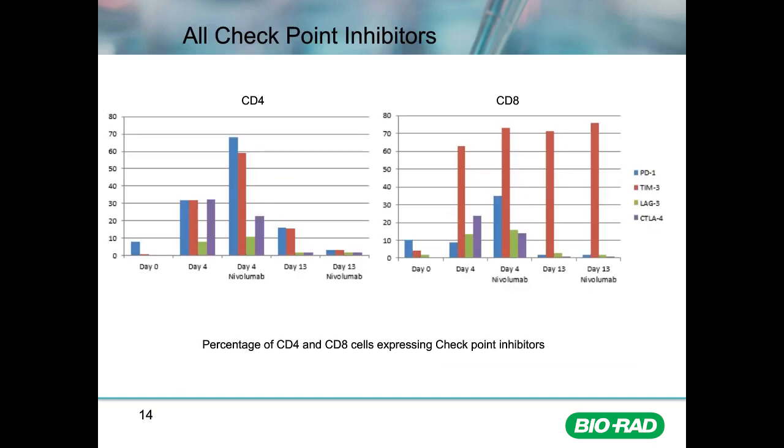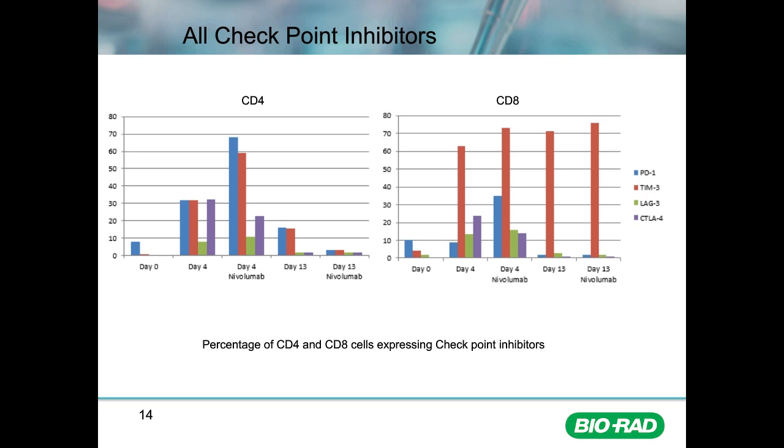Over time, both TIM3 and PD-1 exhibited the most dramatic changes in expression on both CD4 and CD8 T cells. Within the CD4 T cell compartment, expression of PD-1 and TIM3 were increased in the presence of nivolumab by day 4. TIM3 expression remained elevated on CD8 T cells for both day 4 and day 13. CTLA4 and LAG3 had modest increases in expression by day 4, but expression levels did not appear to be affected by PD-1 inhibition.